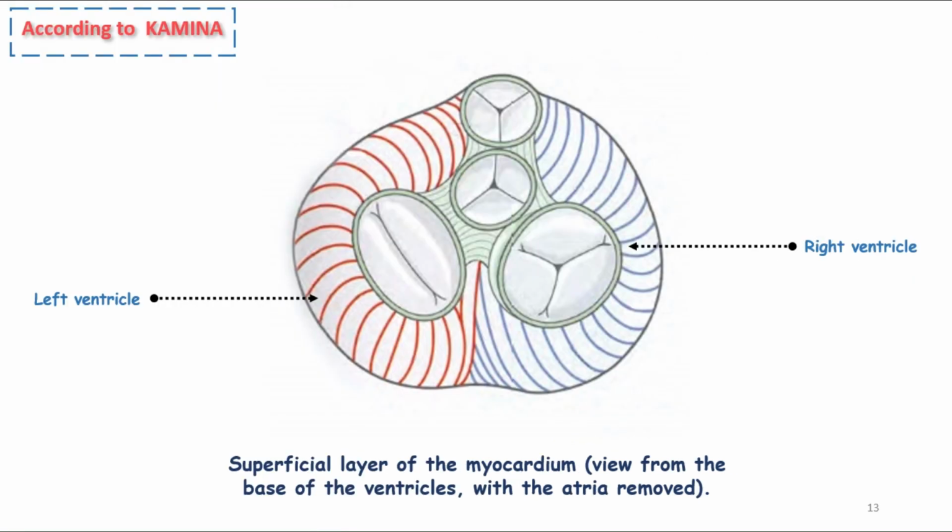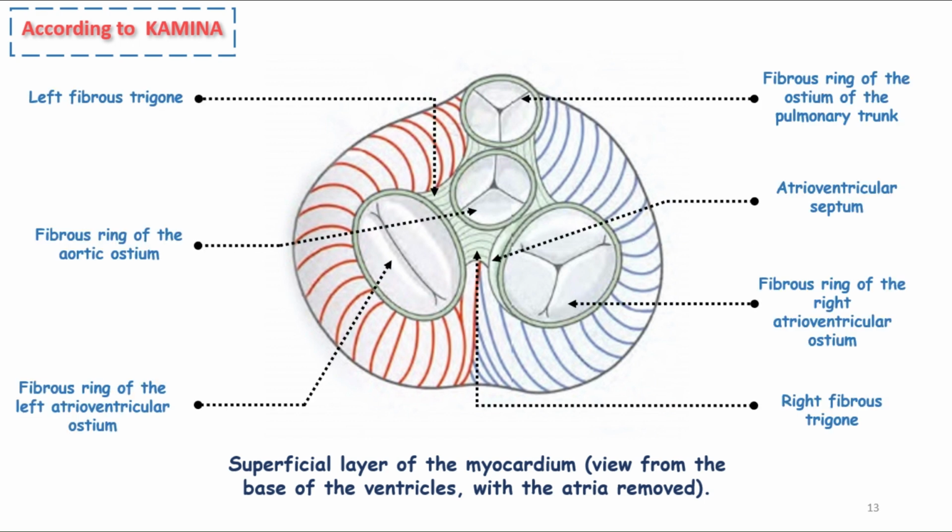This schematic shows the superficial layer of the myocardium, as seen from the base of the ventricles, with the atria removed. It is based on the anatomical descriptions by Kamina. What we see here is a top-down view of the ventricular mass, revealing the fibrous skeleton of the heart, and the spiral orientation of the superficial myocardial fibers. At the center, we can identify the 4 fibrous rings, each surrounding a major orifice: the aortic ostium, the pulmonary trunk, and the right and left atrioventricular ostia.